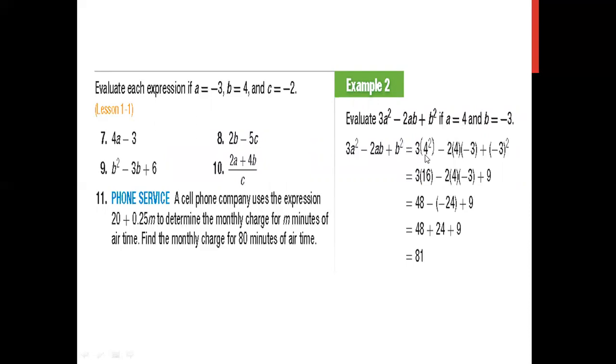3 times 4 squared minus 2 times 4 times -3 plus -3 squared. They will start by evaluating the exponents first: 4 squared equals 16, -3 squared equals 9. Then multiplication: 3 times 16 equals 48, 2 times 4 times -3 equals -24. Finally, the answer will be 81. They can do the exercises here by the same method.